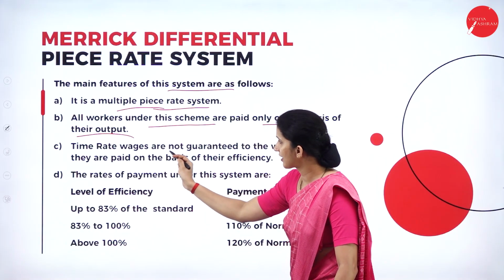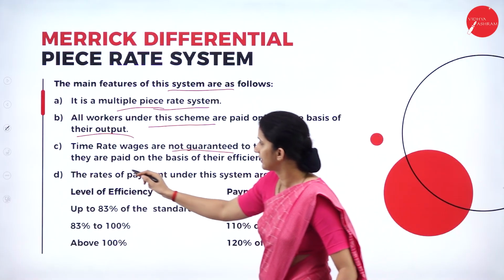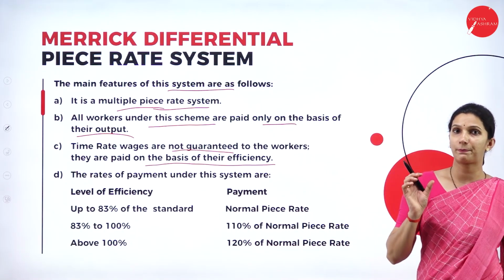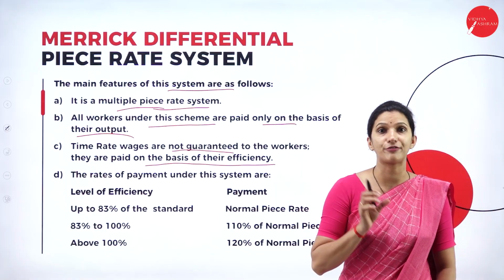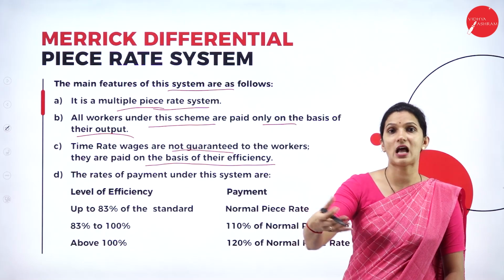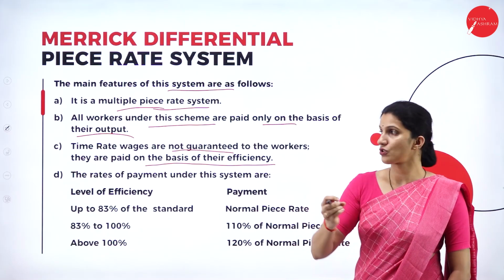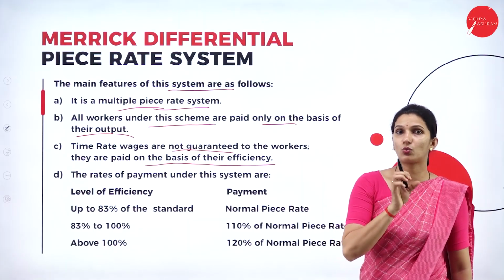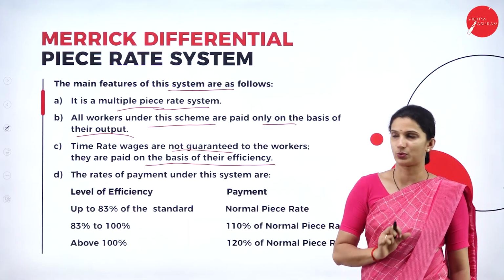So time wages are not guaranteed to the worker. They are paid on the basis of their efficiency. Here the workers are paid only based on their level of efficiency, not based on the total hours worked by the worker. So here time wages are not guaranteed. The payment is based only on the level of efficiency of that worker.